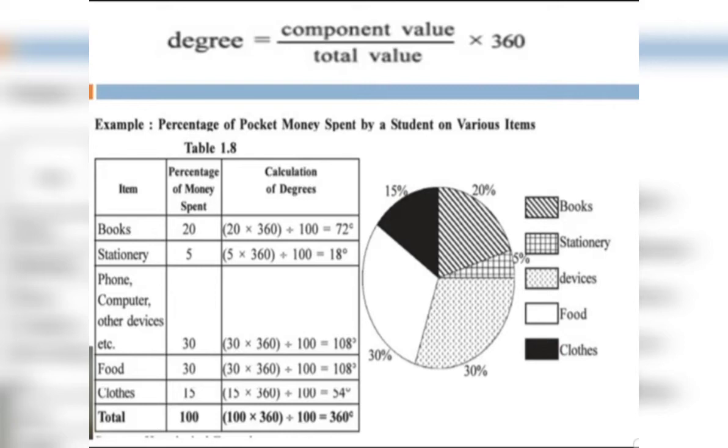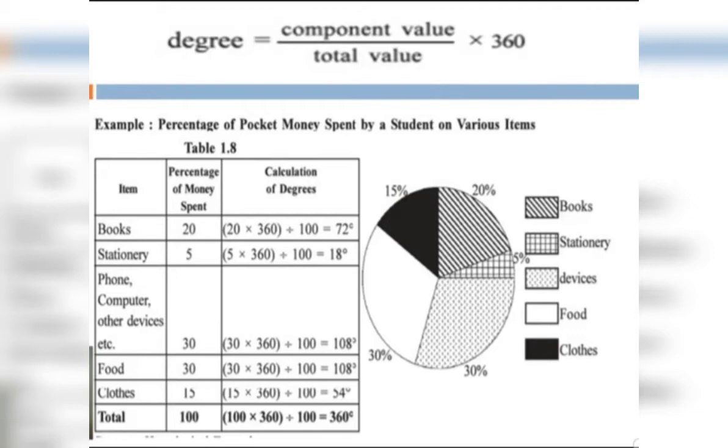And then accordingly you will find out the calculation of degree. That is, the component value is 20, into 360, and the total value will be 100. So you will get all the degrees with the help of this: 72, 18, 108, 108, 54, and the total you can see is 360. As and when you want to find out the percentage for putting up in your pie diagram, then 72 degrees, what we have got in the book, 72 into 100 divided by 360, you will get 20%. So accordingly you will find out all the percentages and you will be able to do the pie diagram very efficiently. So these are the things you will do in the pie diagram.